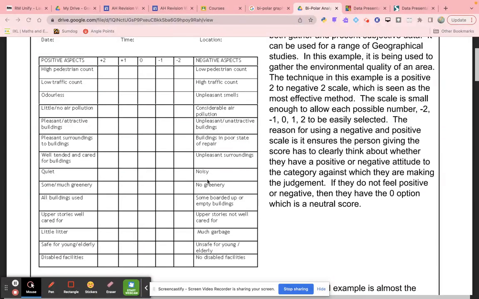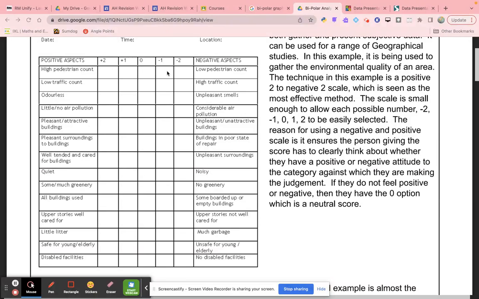So you need to be able to think, for example, what is the opposite of noisy? Well, that would be quiet. What's the opposite of no greenery? Well, that would be some or a lot of greenery. And you don't need to keep your scores as -2 to +2. It can actually be -5 to +5 or -10 to +10. But what is important is you have the same amount on the positive as the minus.